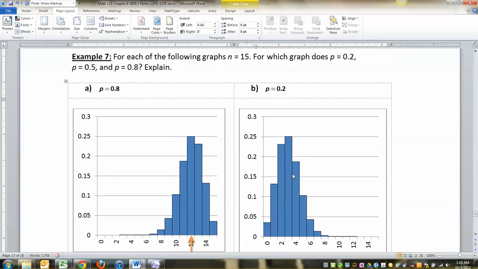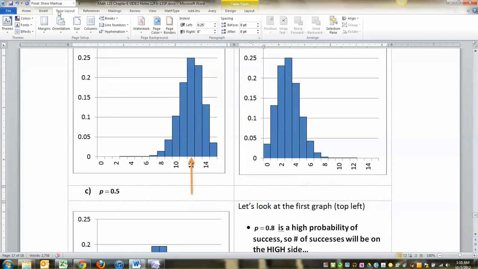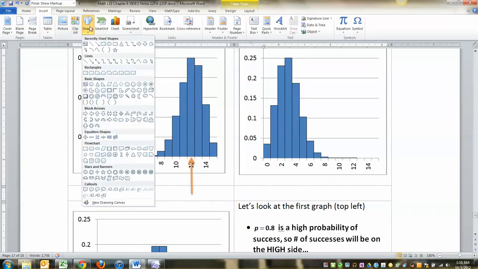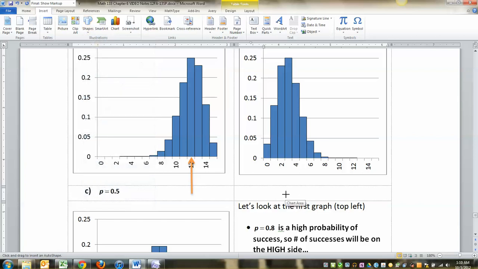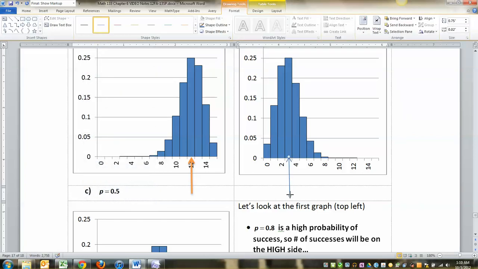And similarly, that's how you know that this one has to be 0.2. 0.2 is low for the probability of success. So you're going to have the lump of stuff on the low side, and just a little tail going off to the right. Another way to put it is that the mean would be 15 times 0.2, which is 3. And that's why 3 is the balance point for this one. Right there is the balance point.